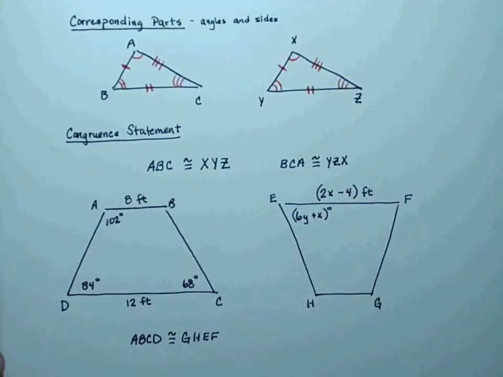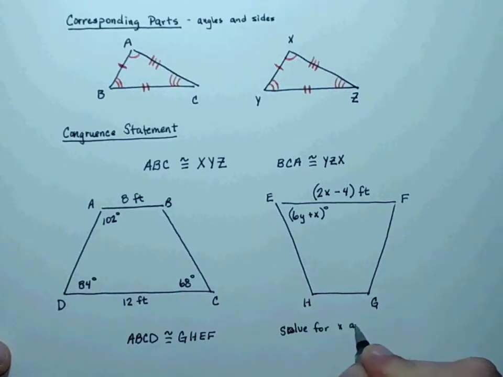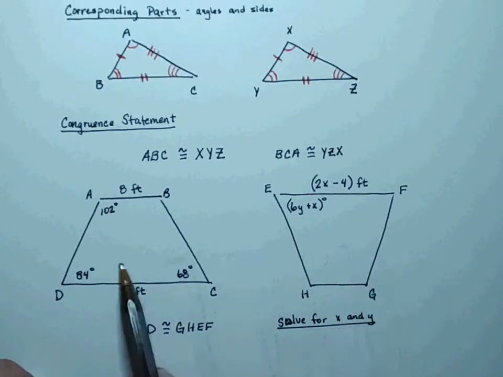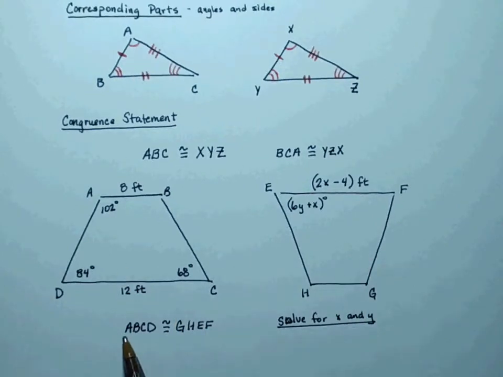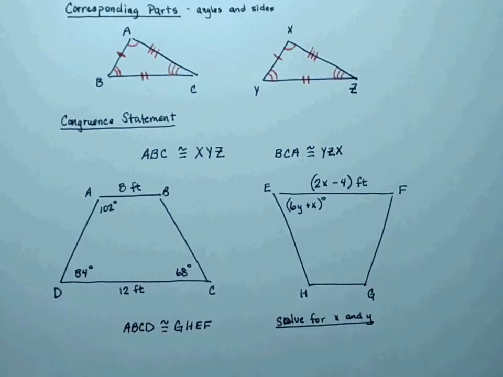What we are going to do is solve for x and y. So, according to our congruent statement down here, I'm going to label my two figures so that I can just look at these and stop having to look at my statement every time.